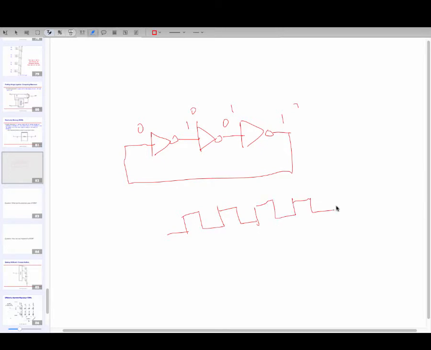Okay, and this is useful as a signal, the heartbeat of our digital system. So we'll talk about it maybe a couple of weeks from now when we start looking at sequential systems. So yes, very useful.